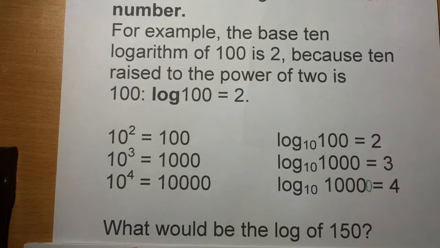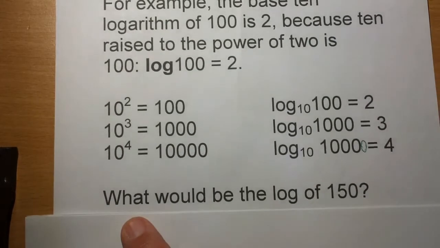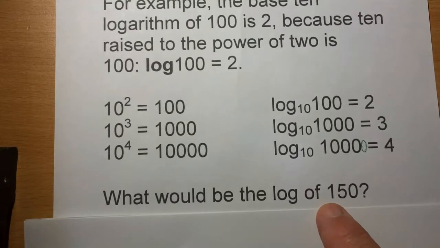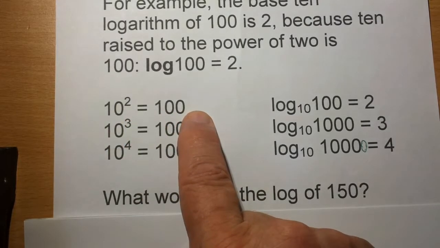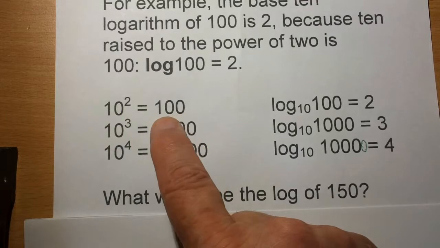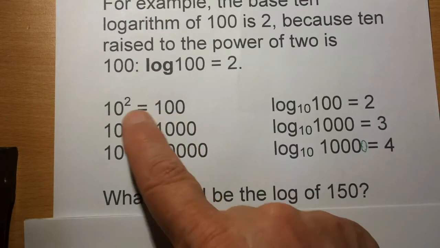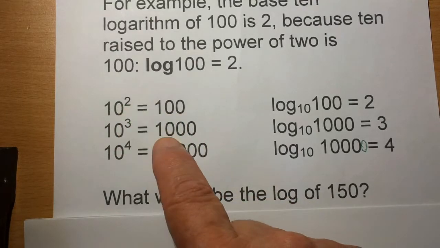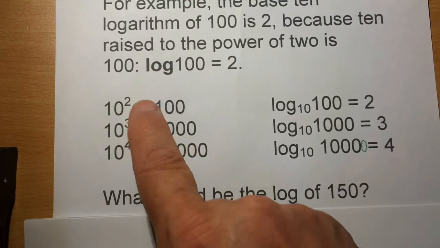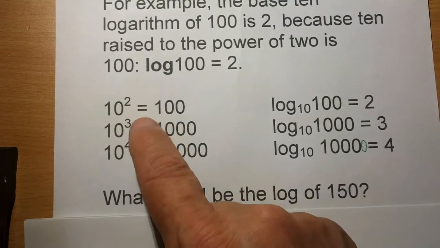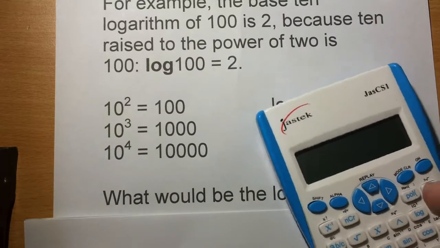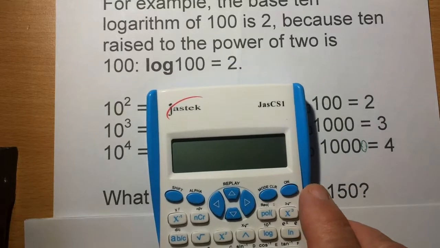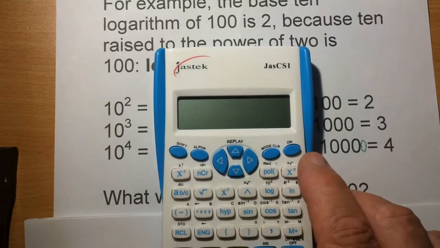Let's have a look at this one. What would be the log of 150? If we look at the logs that we've got so far up here, it's obviously more than 100, but it's not 1,000. So it's somewhere in between 2 and 3. In instances like this, we'd call upon our calculator and find the log using the calculator.